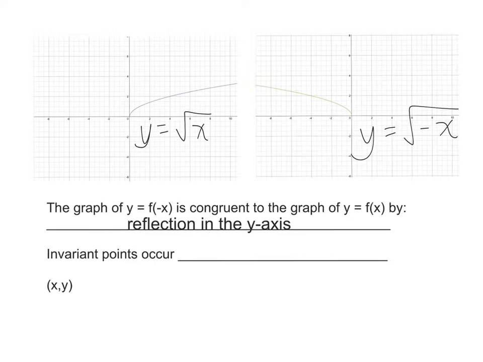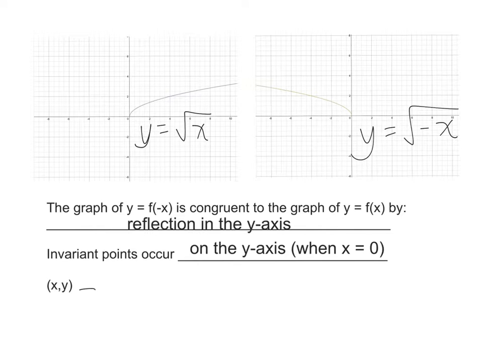So this is a horizontal reflection. It reflects from right to left or left to right. It's a reflection in the y-axis. That y-axis is the line of reflection, the line that it flips over. So where would the invariant points be for this type? On the y-axis, or you could say when x equals 0.